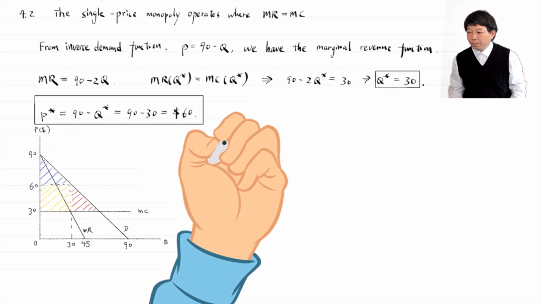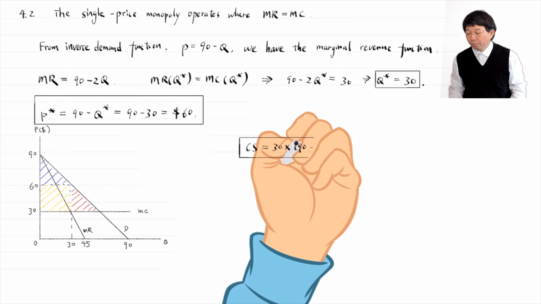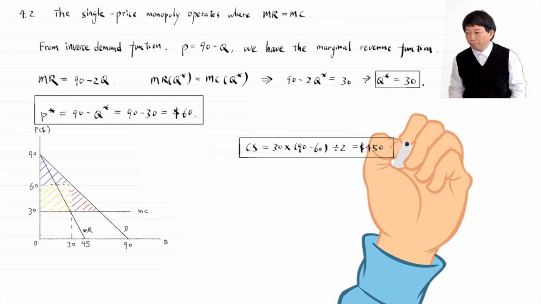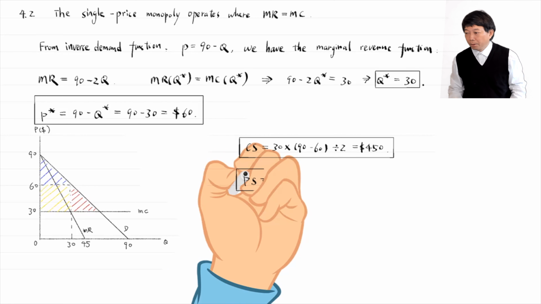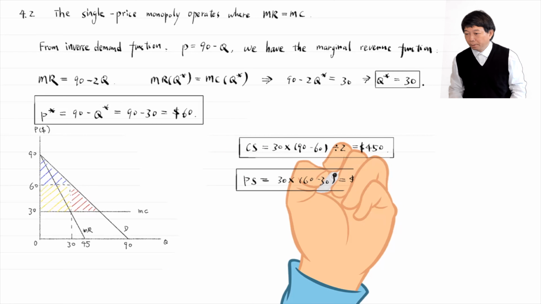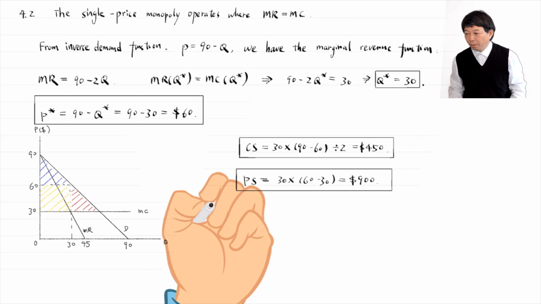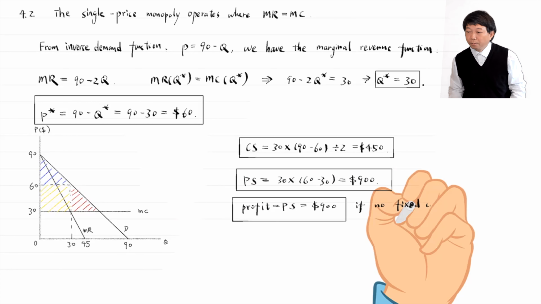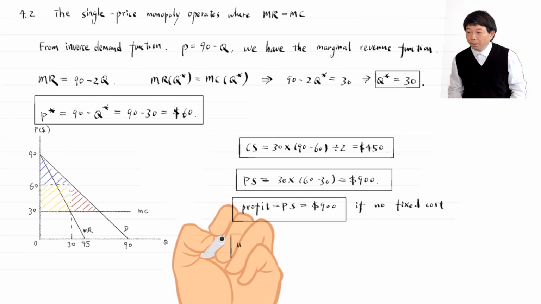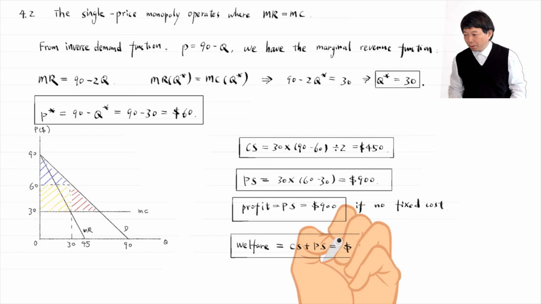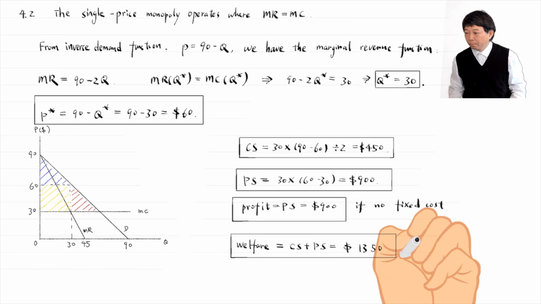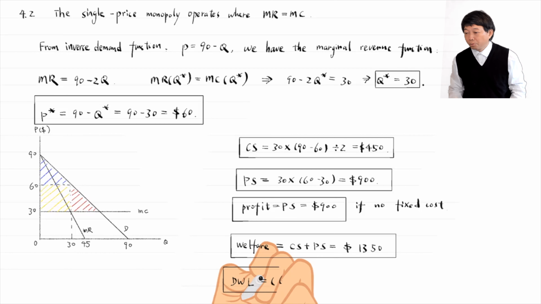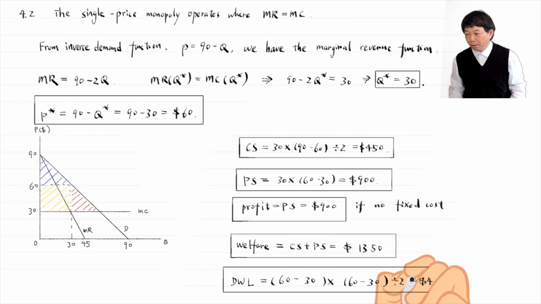The consumer surplus is the blue triangle, $450. The producer surplus is the yellow rectangle, $900. The monopoly's profit equals the producer surplus if there is no fixed cost. The welfare is the sum of consumer surplus and producer surplus. The deadweight loss is the red triangle, $450.